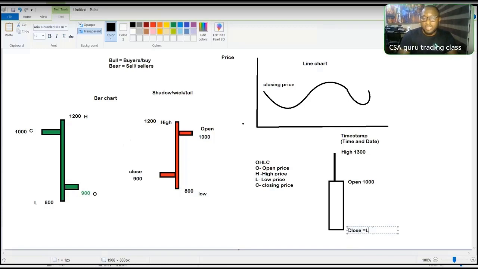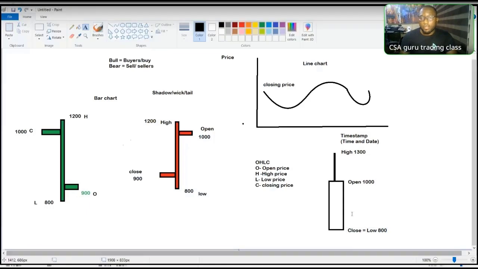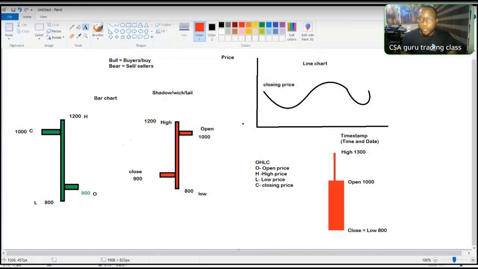That means the closing price is also equal to the low price. If you notice the candle I drew here, there's no wick or shadow below the low, so our closing is equal to our low. Whenever you have closing equal to low, this is what it's going to look like. Because this happened, the color of the candle is going to be red. This is the opening price, this is the closing price, this is our high, and our closing price equals our low price. So these are scenarios we can have.